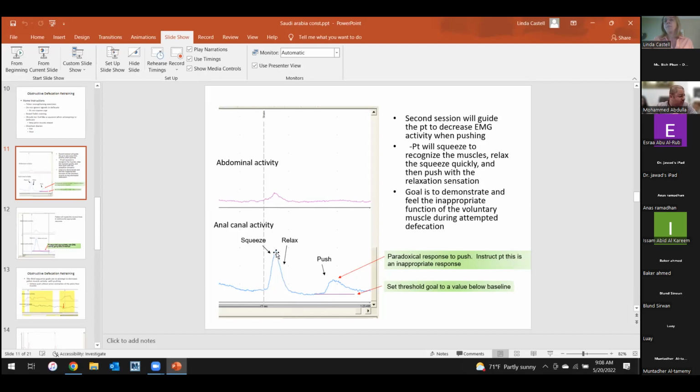Now you tell them to relax, and they feel this muscle relax, ungrip, and then you tell them, okay, you feel that muscle ungripping, push, and continue that sensation of this muscle relaxing. By squeezing, you sort of fatigue the muscle too. So when you tell them to relax, now the external anal sphincter really relaxes, and they're pushing at the same time.